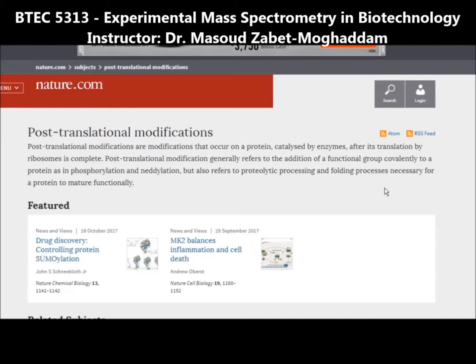So post-translational modifications. For those of you who will take the class taught by Dr. Masood, which is advanced mass spectrometry related work, you will really see that after you send a protein through a mass spectrometer and you get all these peaks for the fragments, some of the peaks are slightly shifted because they are associated with post-translational modifications.